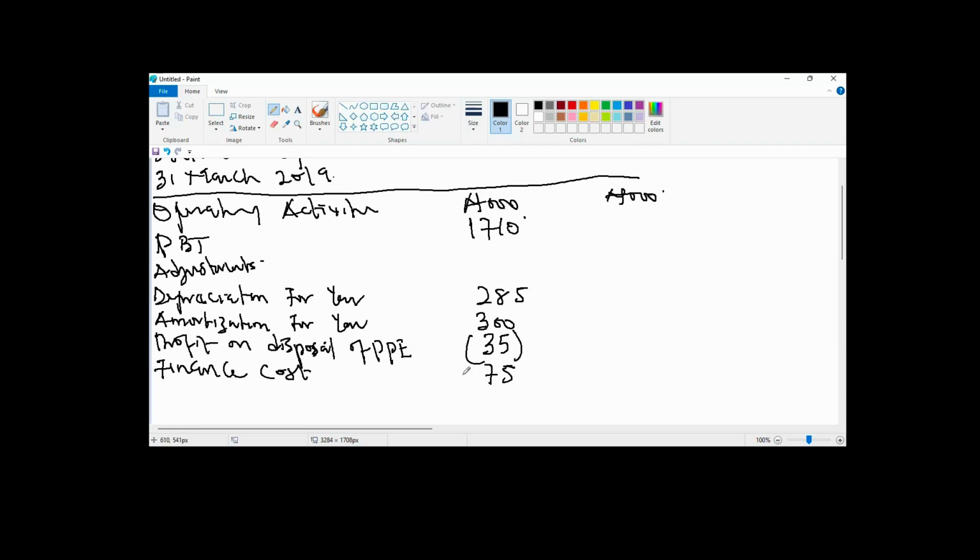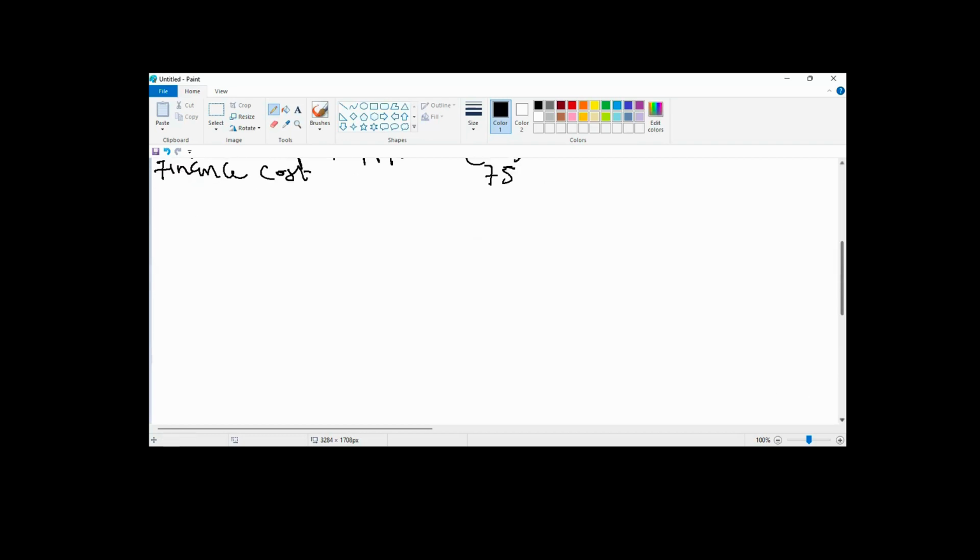Any issue about this before we go further? Any issue? Next, I will go to change in working capital. Don't forget, my working capital are current assets and current liabilities.